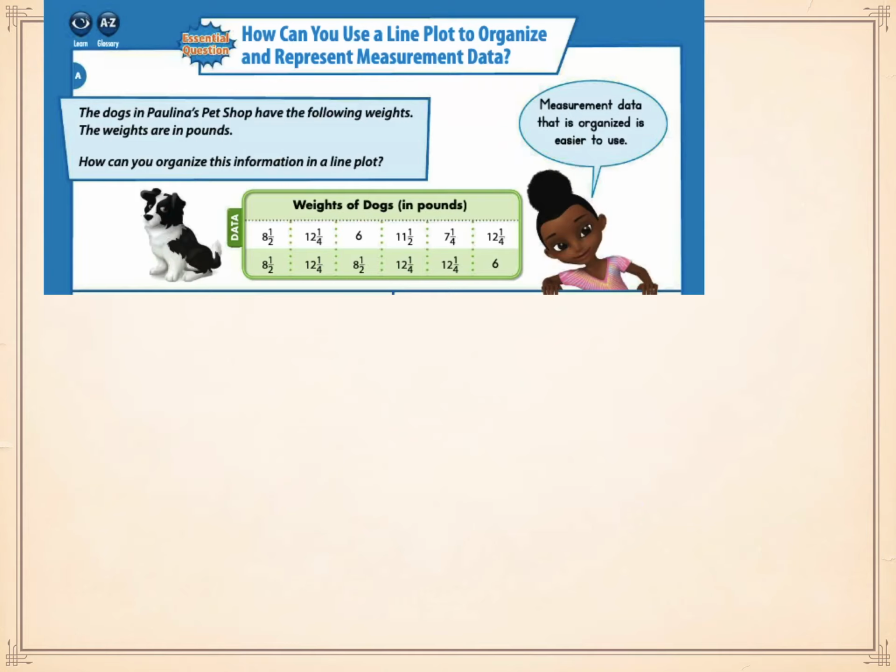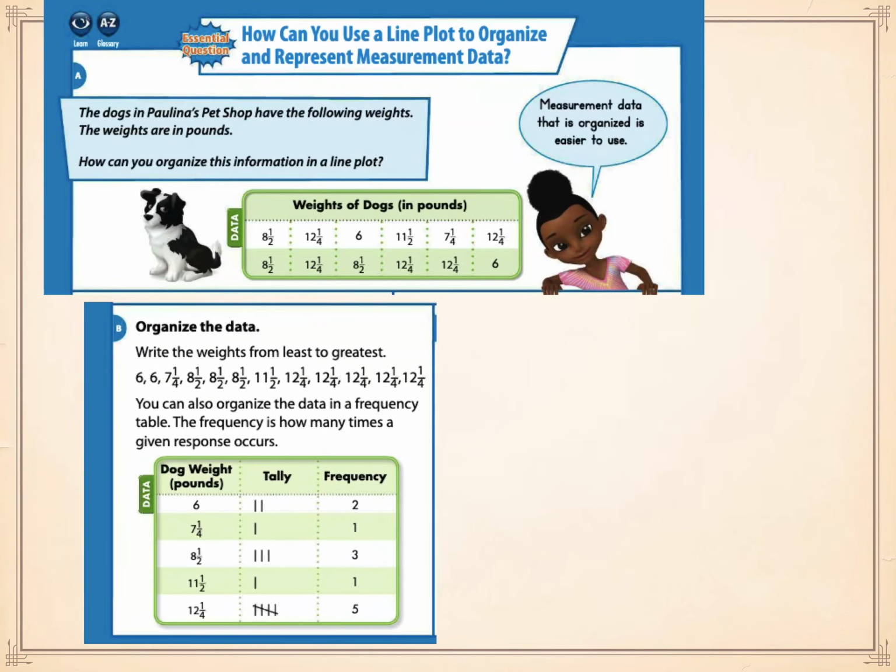Going on to the visual learning. How can you use a line plot to organize and represent measurement data? And this is important because it's easier to read when it's organized. The dogs in Pauline's pet shop have the following weights. The weights are in pounds. How can I organize this information in a line plot? Well, the first thing you're going to want to do is write your data numbers from either high to low or put them in a tally chart. Okay? Or low to high. It doesn't matter. You just organize them and put them in a tally chart.